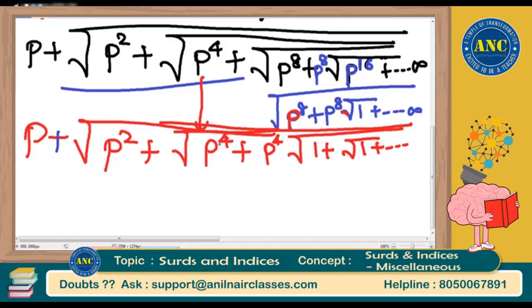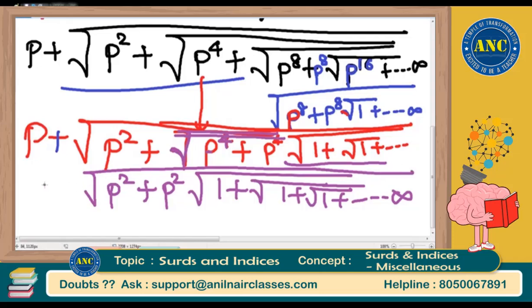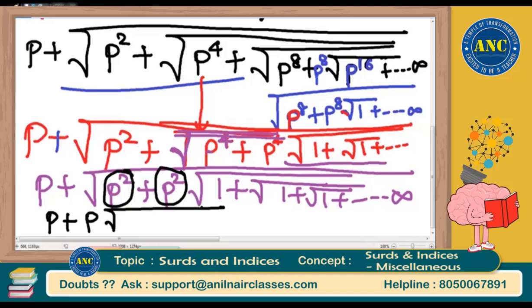If I keep writing that, p power 4, if I take it outside the square root, becomes p square. Inside the square root, it becomes 1 plus something. These root 1 terms I will keep writing as they are. I believe you are able to understand it so beautifully. This plus p square under the root, I will write as it is once again, plus p outside. Again from this p square, if I take it outside, it becomes p plus p times root of 1 plus root 1 plus root 1 and so on.